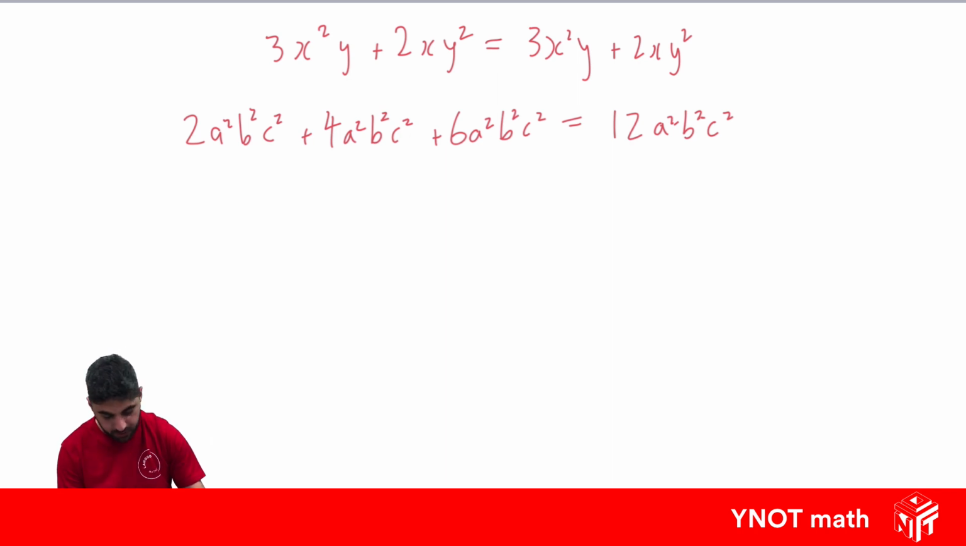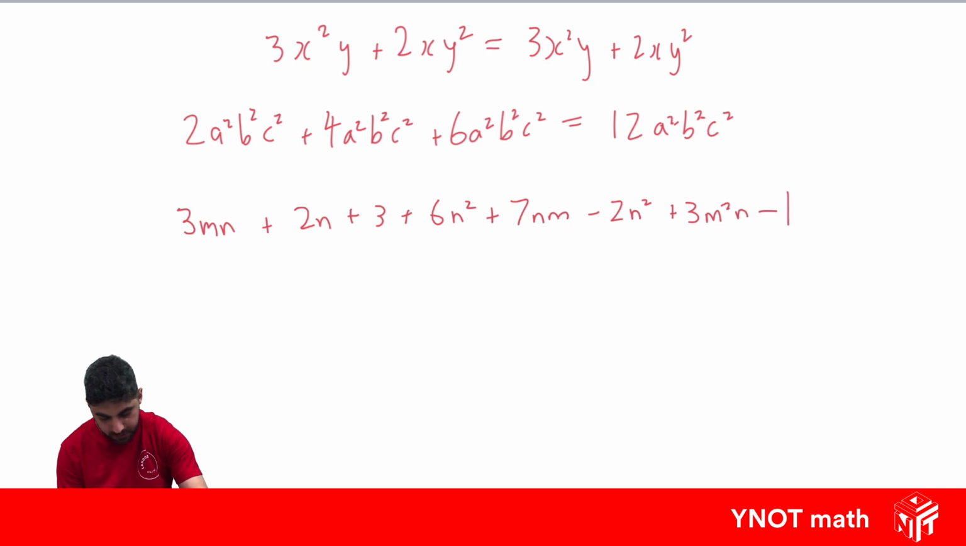Let's look at one more tricky one. 3mn plus 2n plus 3 plus 6n squared plus 7nm minus 2n squared plus 3m squared n minus 1 plus minus 7mn squared. Alright, that was long, but if we understand this one, we'll understand most things.